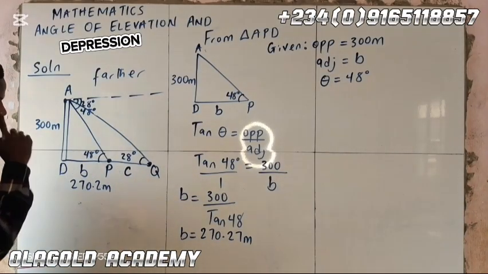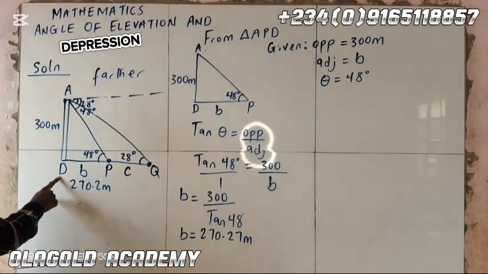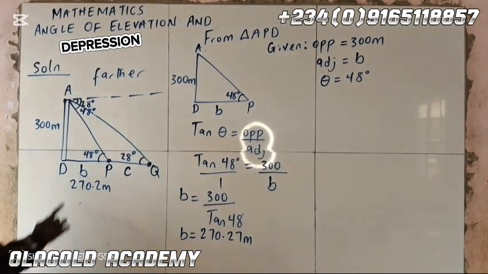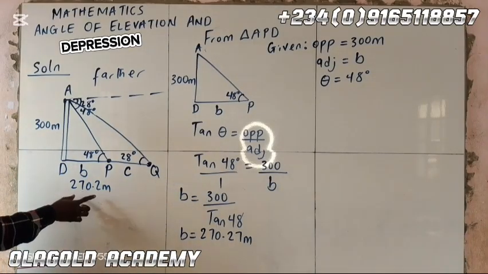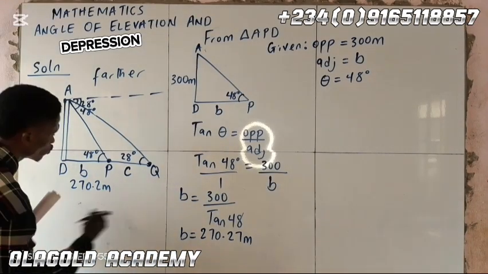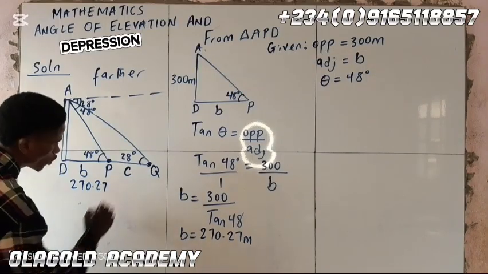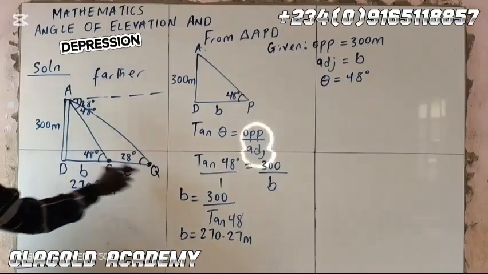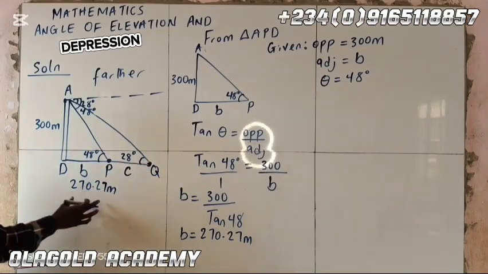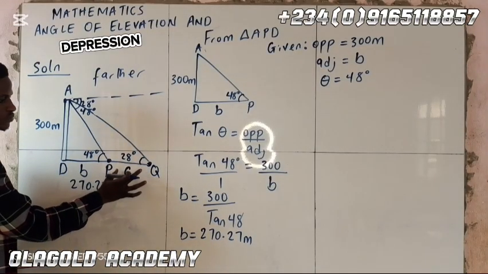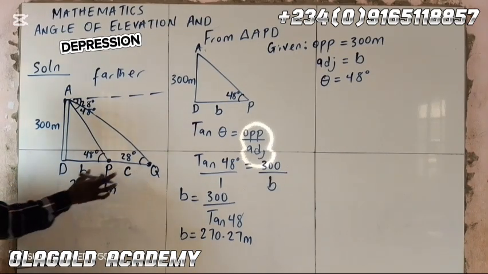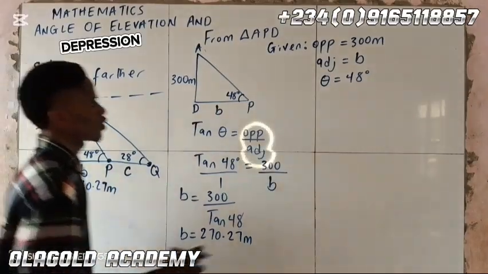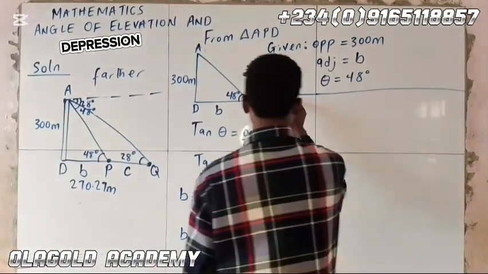Remember, from here to here is the total side. So from here to here is 270.27 plus c, which gives me D to Q. From D to Q is the value of this side plus the value of this side. I've gotten the value of this side to be 270.27. So my next task is to continue like this.